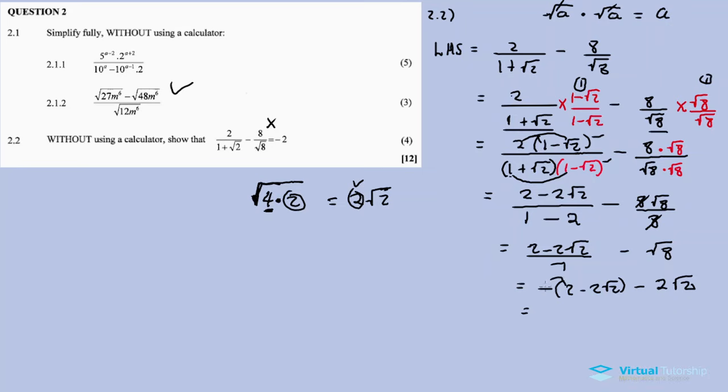Let's multiply with the negative inside the bracket. We get -2 plus 2 square root 2 minus 2 square root 2. Voila. These cancel and our answer is -2. Okay, 2.2, we were rationalizing the denominator. So our question 2 is finished here.